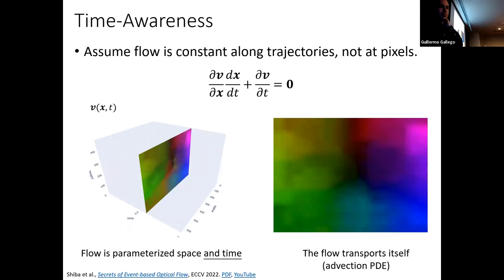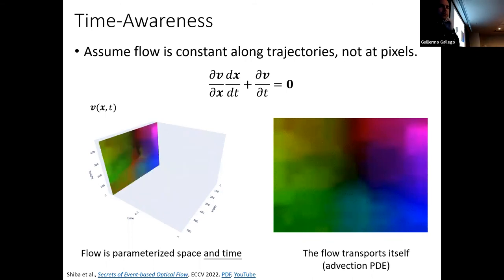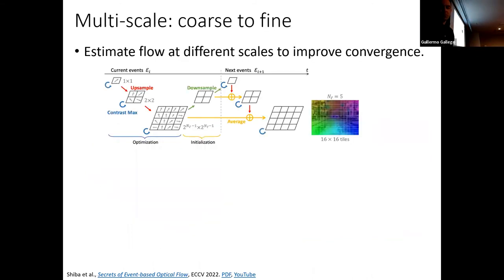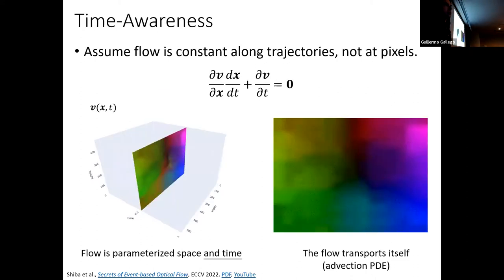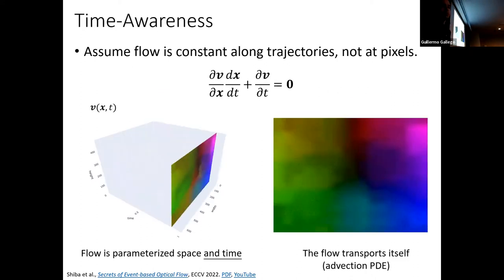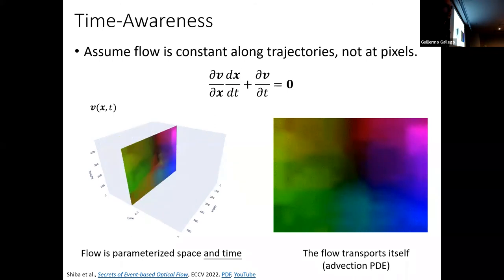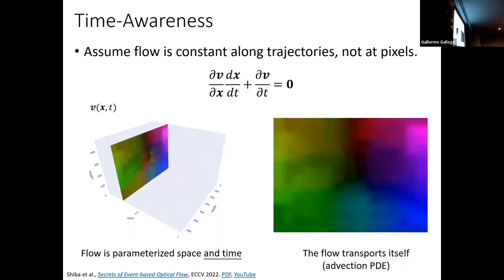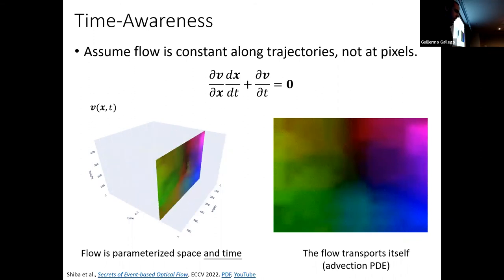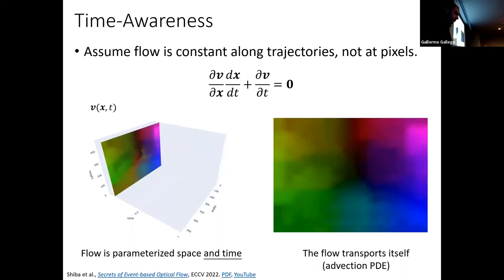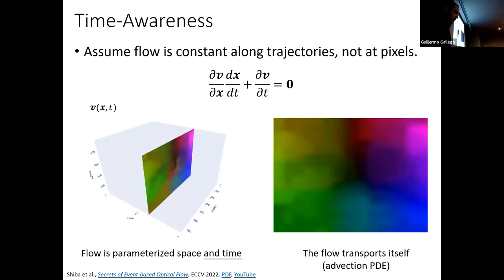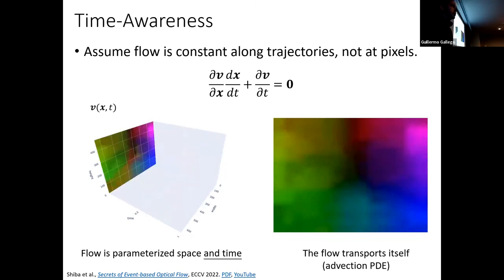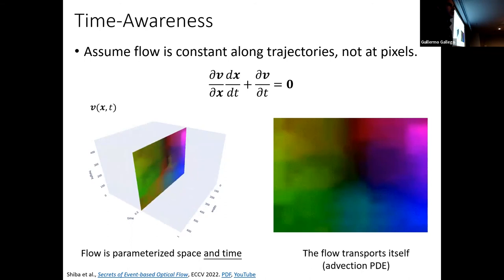So that's the second secret or trick, time awareness. And the third one is multi-scale. There's not much novelty here. Does it mean that you compute the acceleration as well? No. We solve it with, how do you call it? This solver, the Burgers equation. It's the same discretization of the Burgers equation.